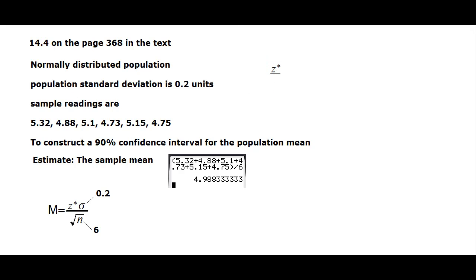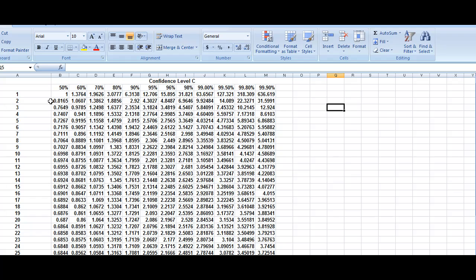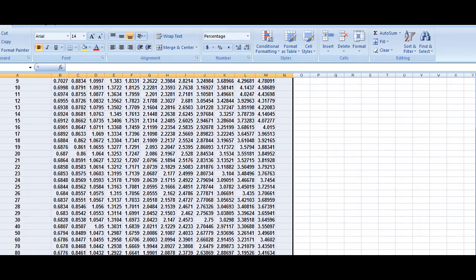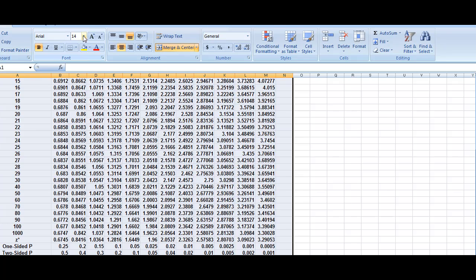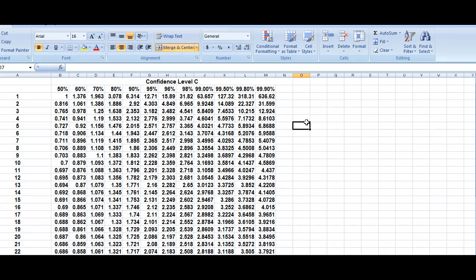does what? It depends on the confidence level, right? Everybody clear? So there are two ways of doing that. One is you have a table in the book. I created the same table in Excel. Let me enlarge the letters, because it's almost the same table that you have in the back of the book.